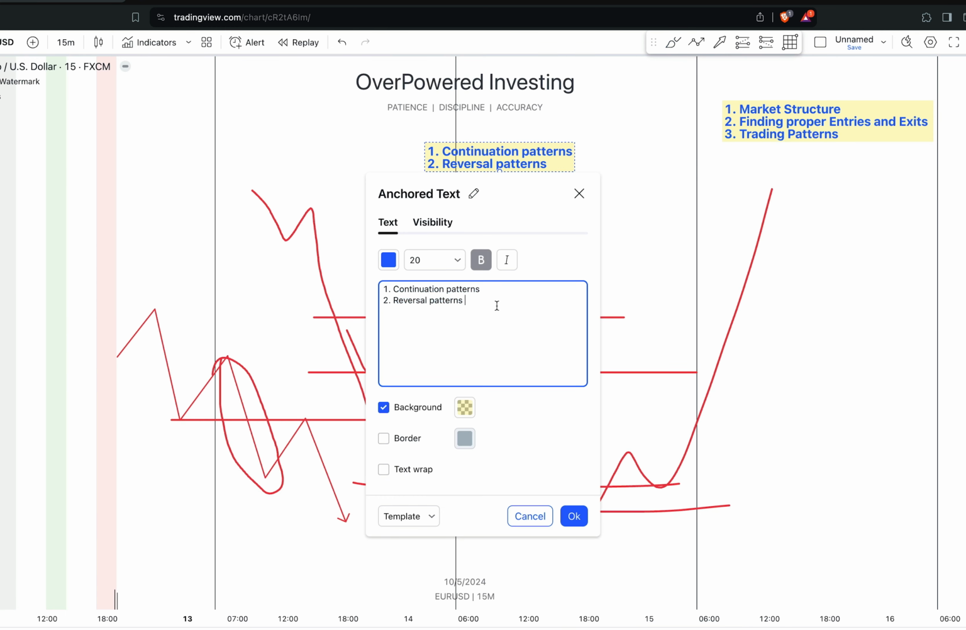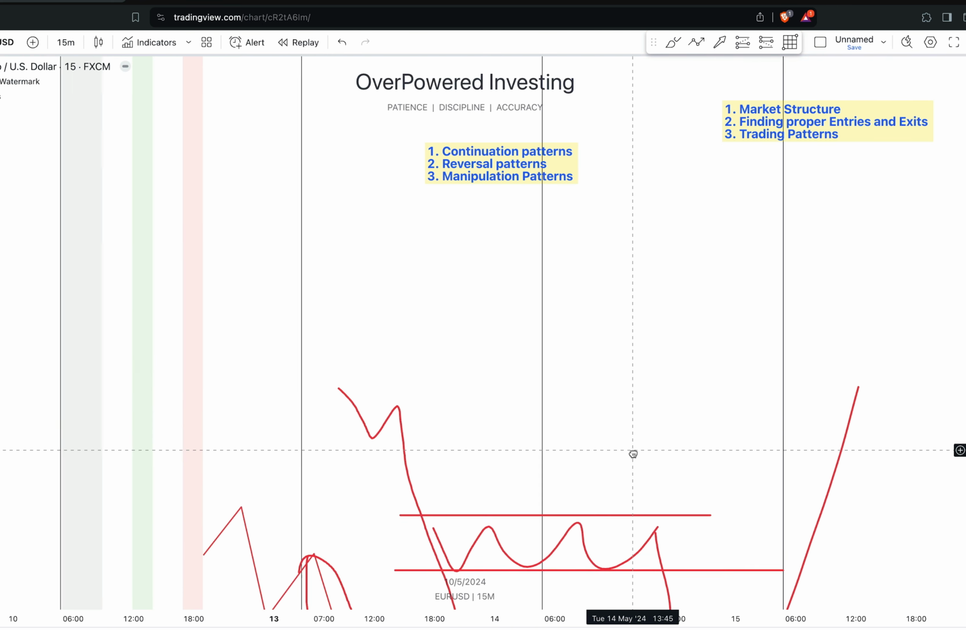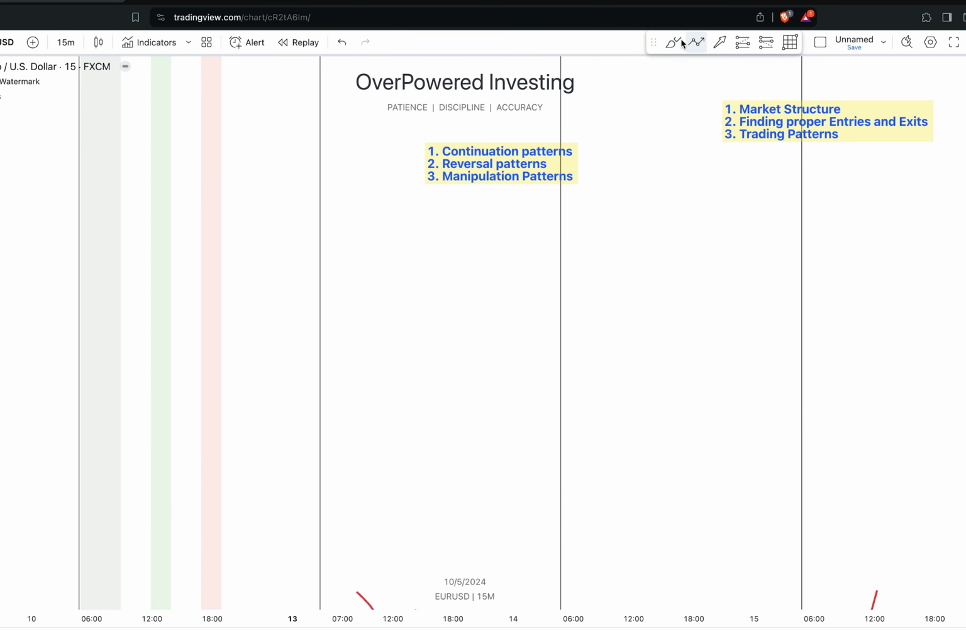And the last one is the manipulation pattern. Manipulation patterns most of the time work when the trend gets exhausted or when the price is ranging. For example, you see this one a lot of the time.